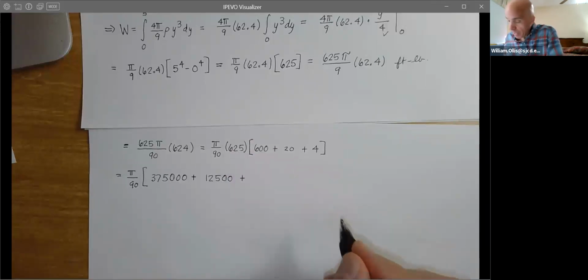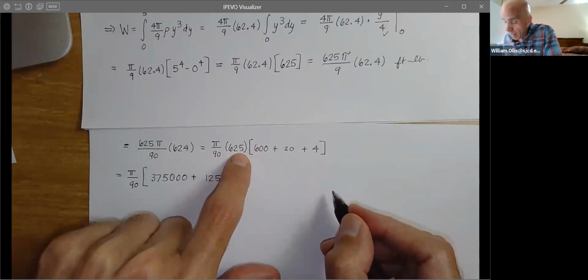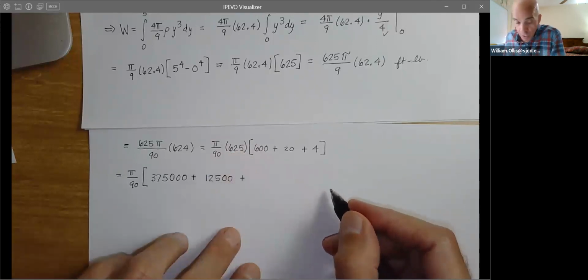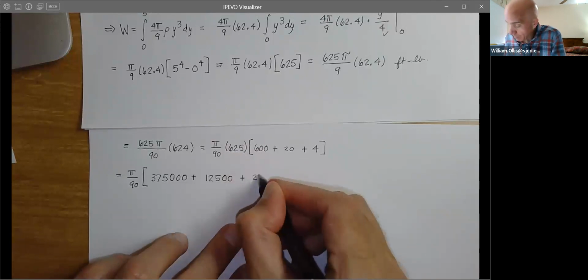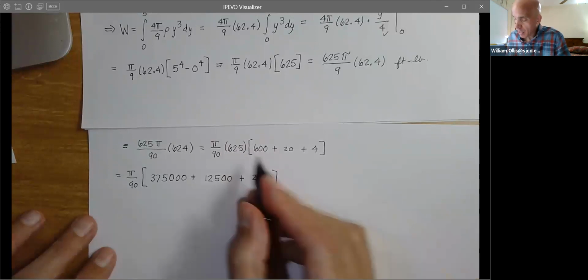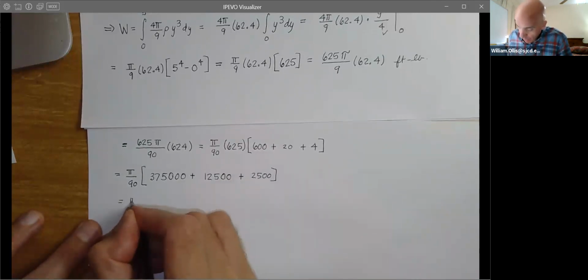And now for the very last one, the 600 will be 2400. And of course, 4 times 25 is 100. So that should give us what, 2500. So those numbers weren't too bad. Again, the numbers are a little bit simpler here. And so pi over 90.